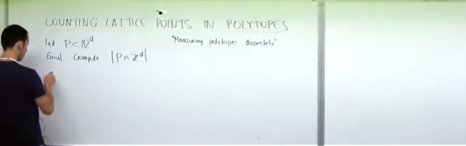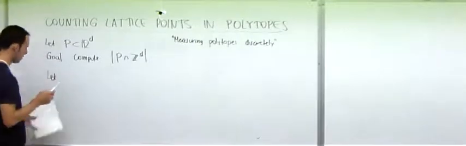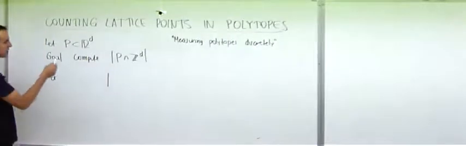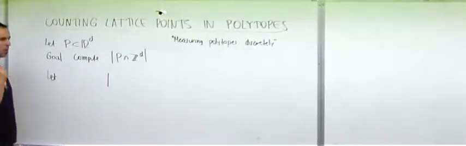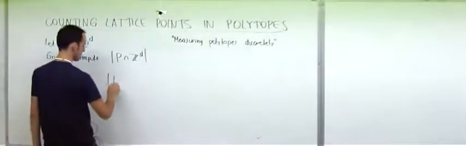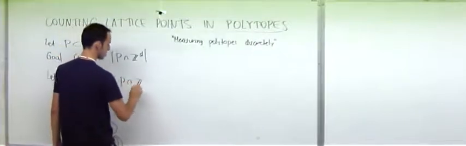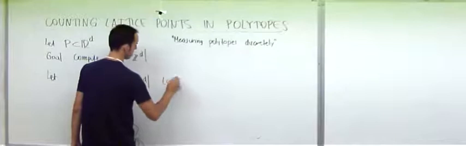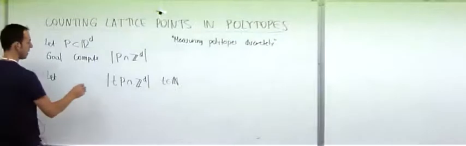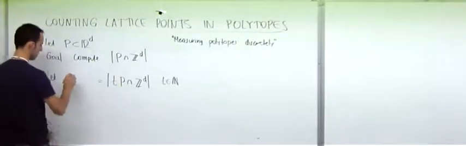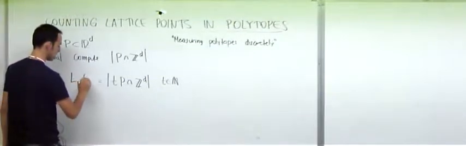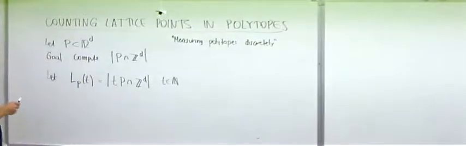In fact, I'm going to be a little bit more ambitious, and I want to count the lattice points not only in P, but in all the scaled versions of P, where I take P and dilate it by some factor t, where t is some natural number. Of course, it depends on t, the scaling factor, so I'm going to call it L sub P of t.